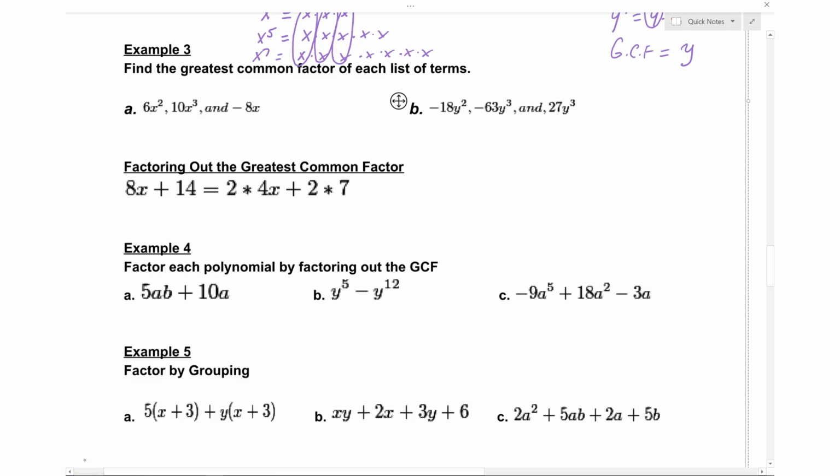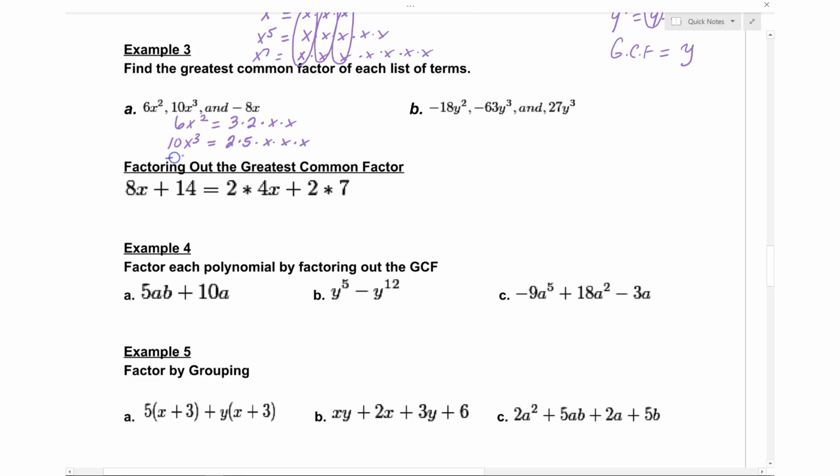If we look at example 3, we're going to go ahead and find the GCF of 6x squared, 10x cubed, and negative 8x. So I'm going to write it in factored form. 6x squared is equal to 3 times 2 times x times x. 3 times 2 is 6. x times x is x squared. Then I have 10x cubed, which is going to be 2 times 5 times x times x times x, right?